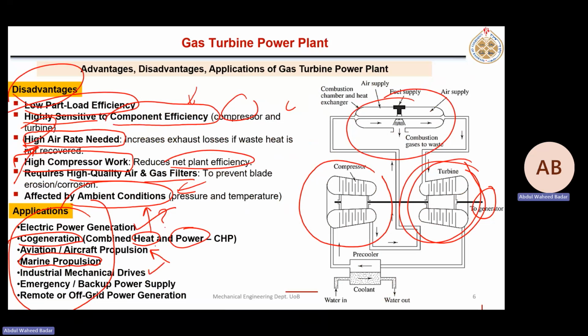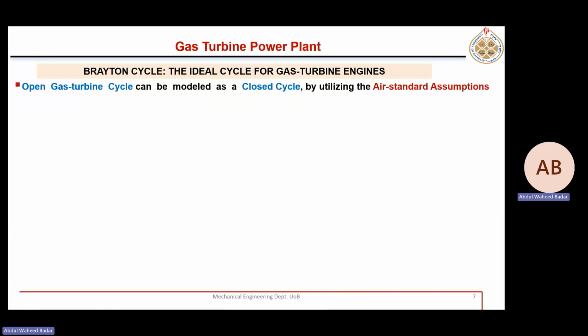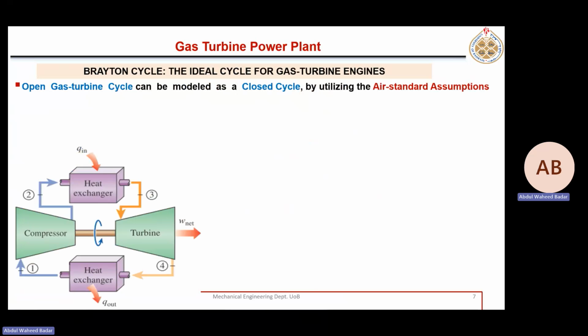And of course, in industry, backup power supply, normally diesel engines are preferred, but those can also be used if you have natural gas available. Remote power generation. So these are major applications. Okay, so now we'll start the thermodynamic part of this gas power. I tried to cover the first part as quickly as possible. Now we shall do the thermodynamic analysis of this gas turbine power plant.